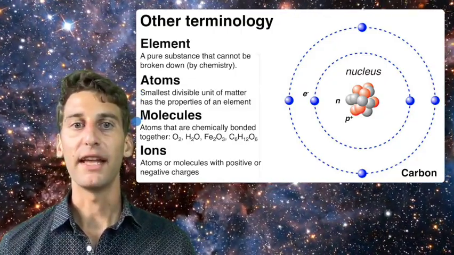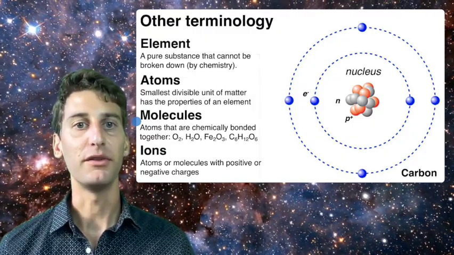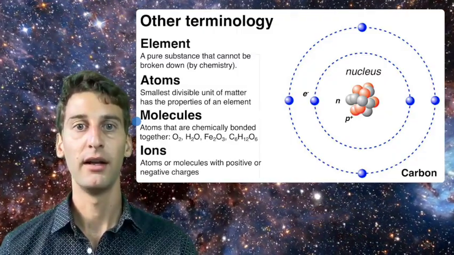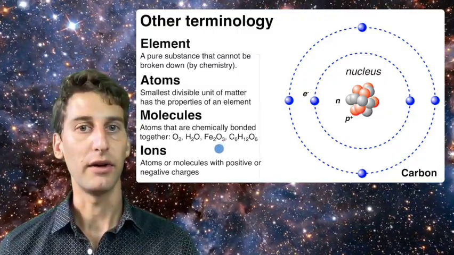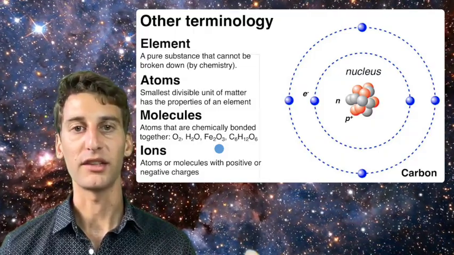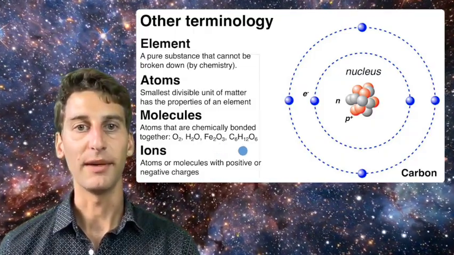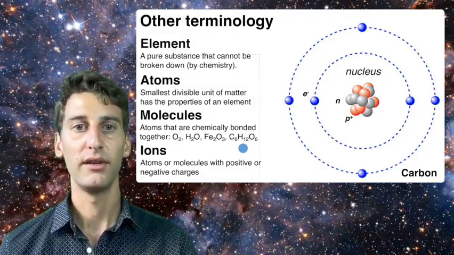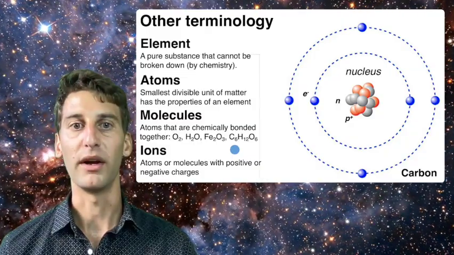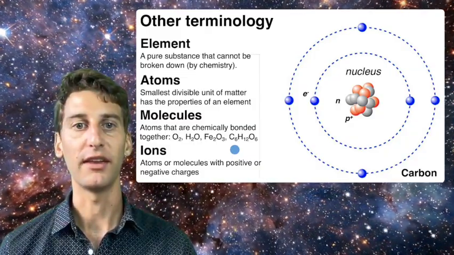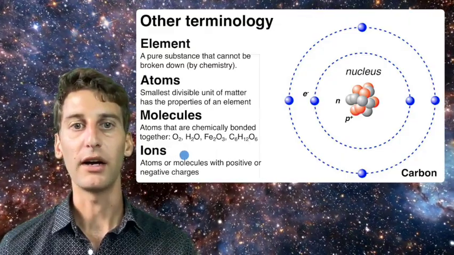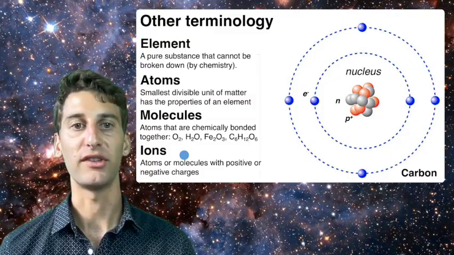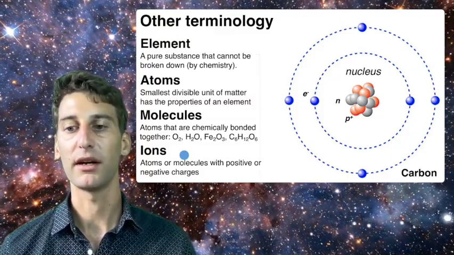So atoms can bind together to form molecules. Some of these you know already, like water, H2O, is hydrogen and oxygen bonded together. Here's iron oxide, Fe2O3. There's 2 irons here and 3 oxygens bonded together. And this one's harder. This is glucose, sugar, C6H12O6. So molecules are more than one atom that are bonded together. Another term we'll see a lot are ions. Ions can be atoms or molecules that have positive or negative charges associated with them. This really influences their behavior.